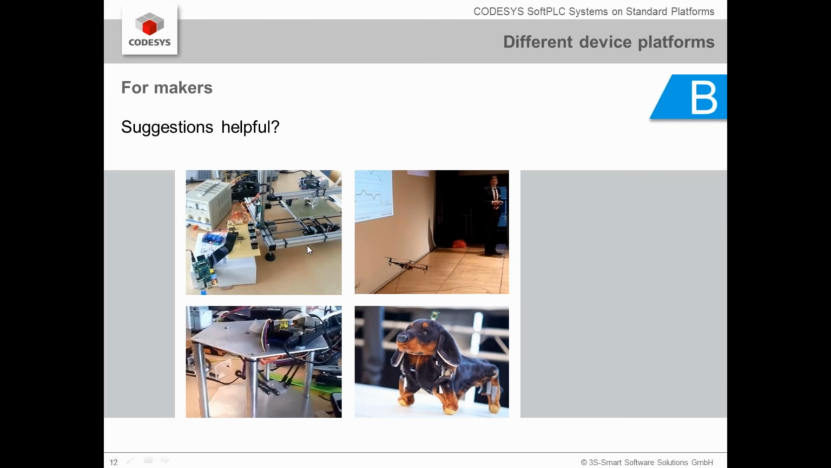For example, we have realized, as a kind of study, a three-dimensional printer by means of that Raspberry Pi. Or here you see a quadcopter flying, which was built just by very simple elements and controlled by the CODESYS runtime system, as well with the Raspberry Pi. This small tripod, this mechanical dog, all of them were realized by means of the CODESYS runtime system.